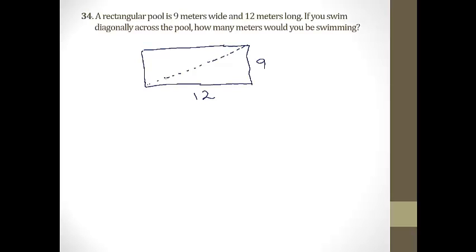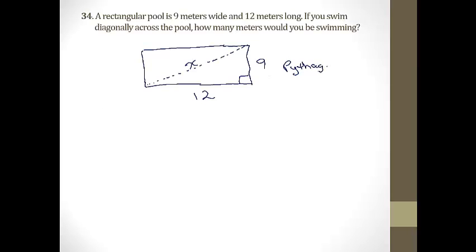Okay, so the key to this question is that you're not really working with a rectangle. When you swim diagonally across a rectangle, you have split the shape into two right triangles, and you can see the right angle right here. So we're really only dealing with this triangle shape right here, because this is what we're trying to find, and it's not part of the dimensions of the rectangle. It's part of the dimensions of the triangle. It's half of the rectangle. So to find a dimension of a right triangle, we use Pythagorean's theorem.